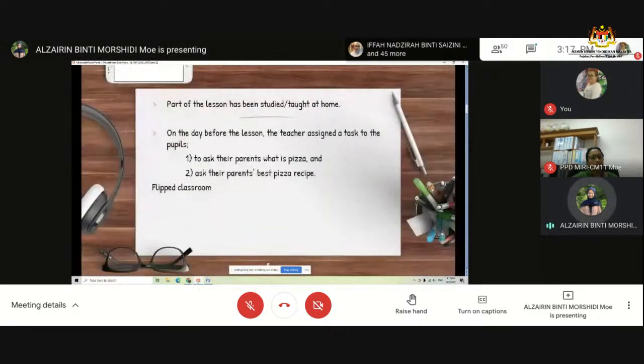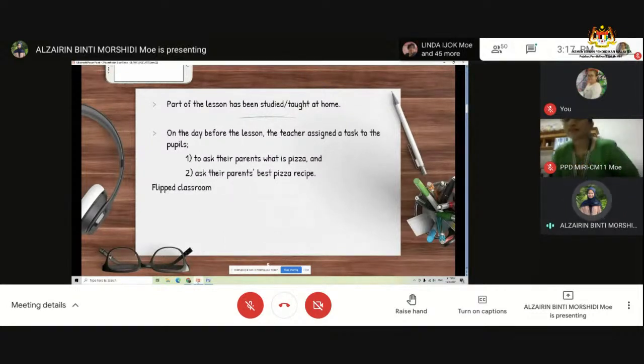Okay, part of the lesson has been taught at home, as you guys see, right? The language art lesson usually is on Friday. This is the continuous lesson for that topic. For example, for this week the topic is food, please. So we are going to start with listening first, and then speaking, and then reading, continue with writing, and the last part is language art.